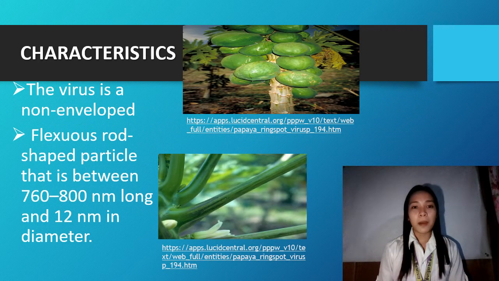Now let's talk about the characteristics of papaya ring spot virus. The virus is a non-enveloped flexuous rod-shaped particle that is between 760 to 800 nanometers long and 12 nanometers in diameter. The first photo shows dark green stripes on leaf stalks of papaya caused by papaya ring spot virus type P. The second photo shows the ring spots on papaya fruits caused by papaya ring spot virus type P.